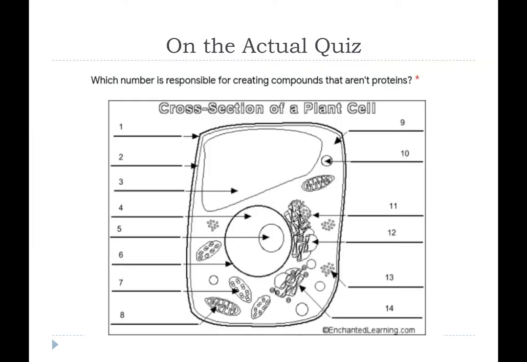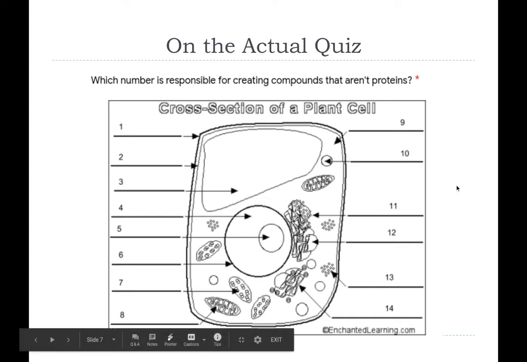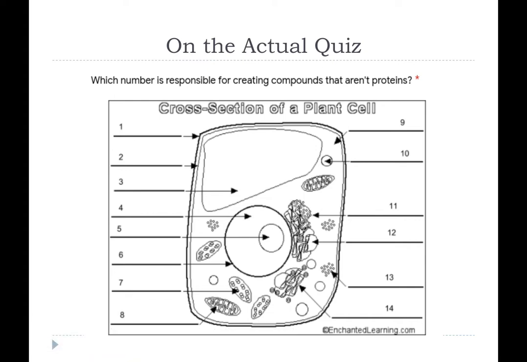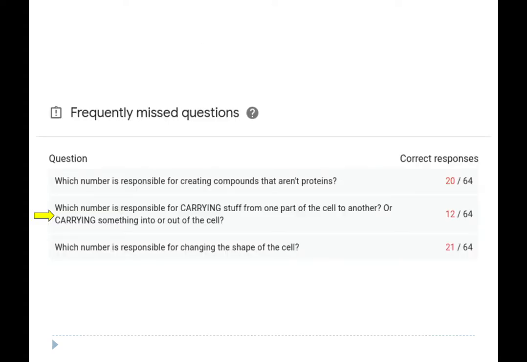So, on the actual quiz, this was your question: which number is responsible for creating compounds that aren't proteins? Well, it's number 12, the smooth ER. All the other structures make something that are proteins, okay? But we're looking for something that creates something other than proteins. Smooth ER, you were told a couple different times. All right, the next one.